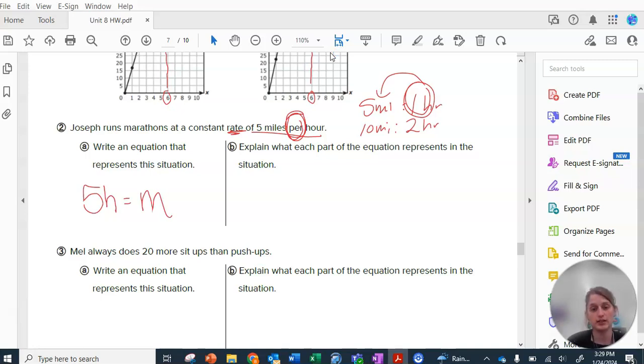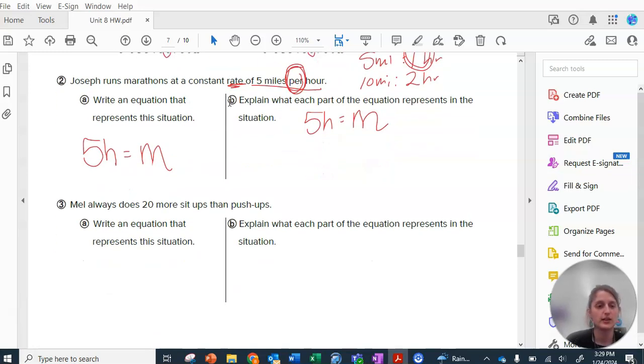You're going to explain exactly what this means. You kind of just heard me explain it. Tell me what the H is, tell me what the M is, tell me what the 5 represents.